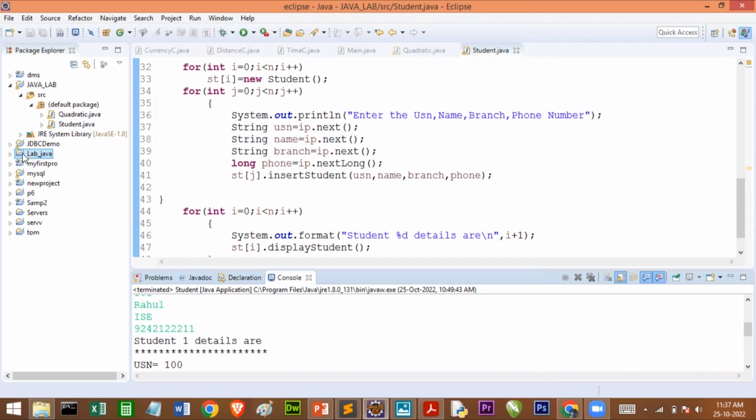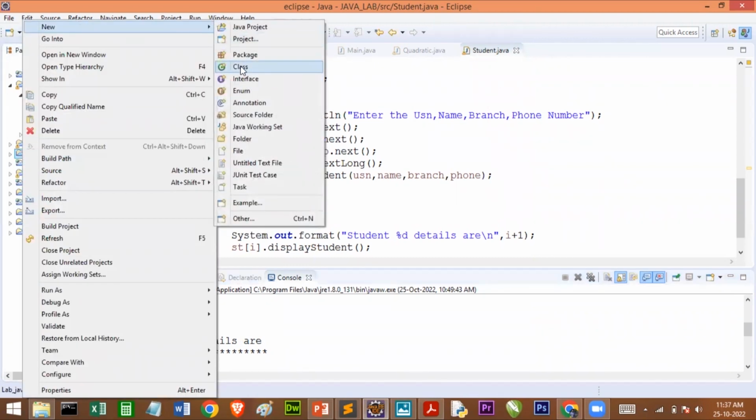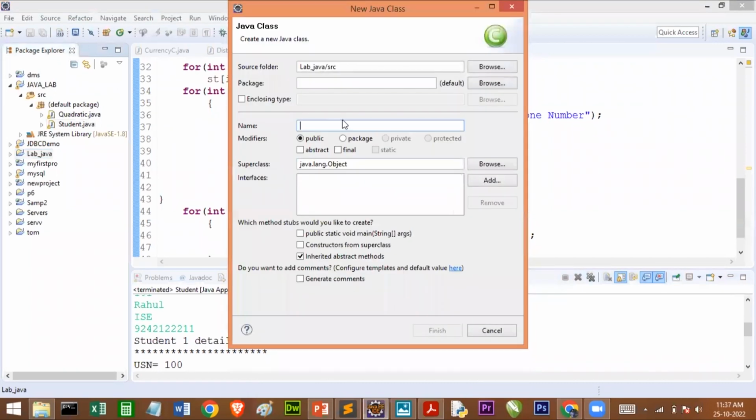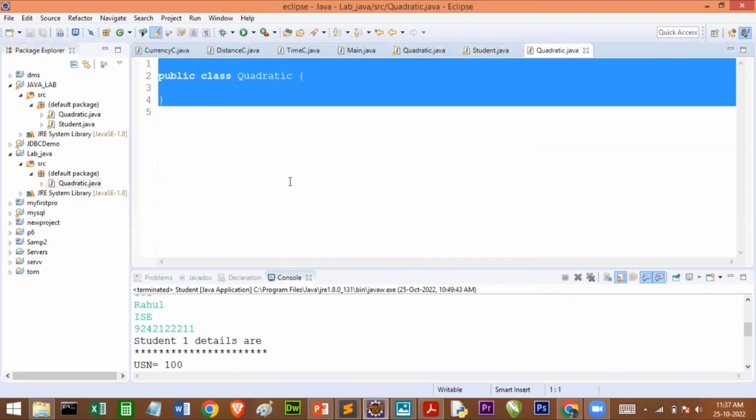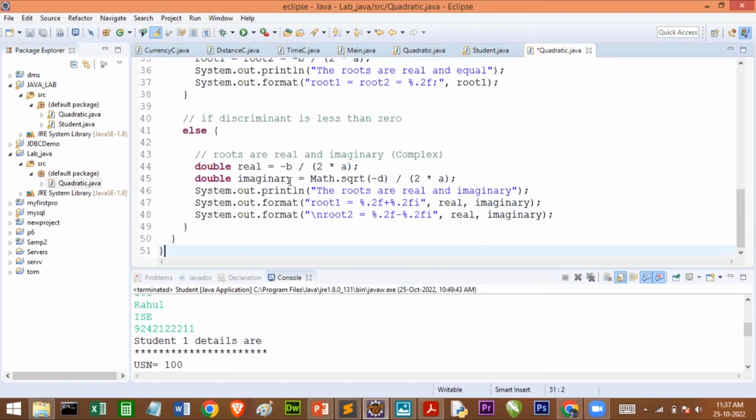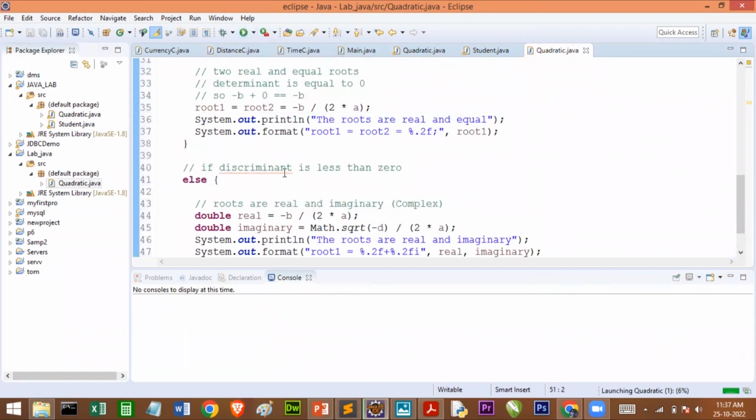So right click on this, go to new, click on class, create the new class. So here you give the name quadratic. This name should match the name which you are given in your program. The class name and the file name should be same, quadratic. Okay, click on finish. Now I got this by default some text. I'll remove this, I'll paste my text. Okay, so I'll save it, I'll run it.